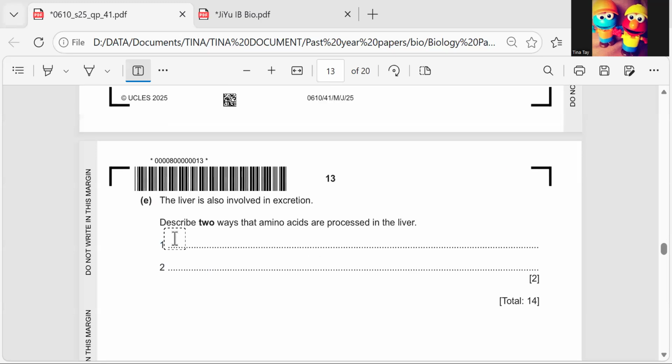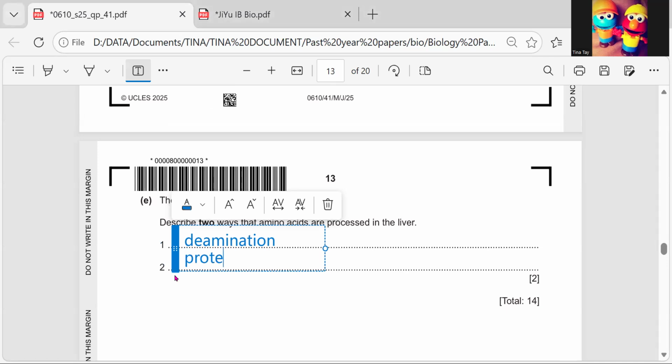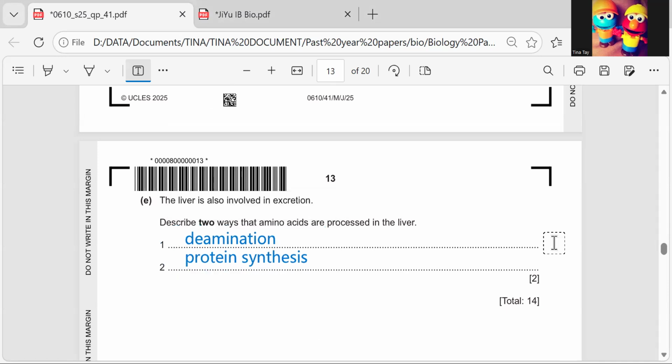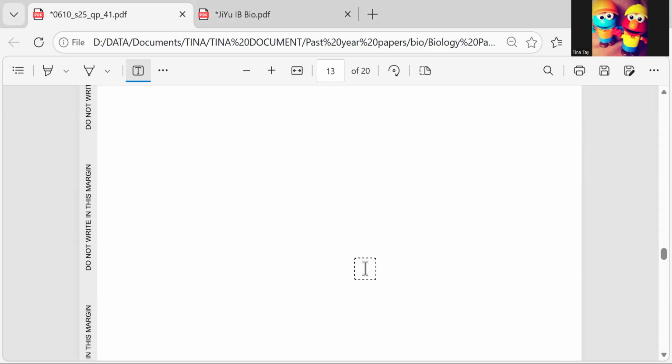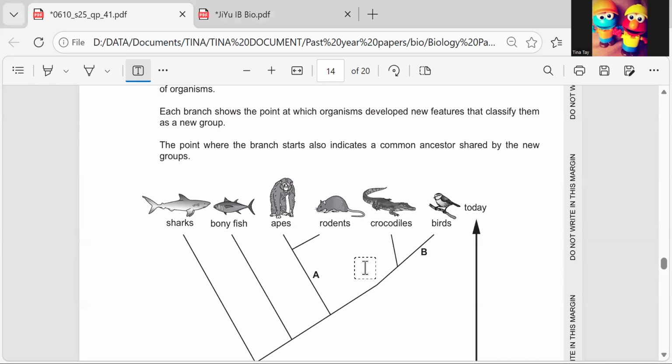Describe two ways that amino acids are processed by the liver. Deamination and protein synthesis. So deamination is breaking down the protein, and synthesis is making it. Okay.